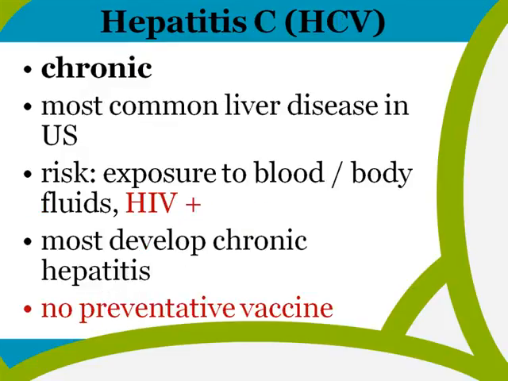Then there's hepatitis C. Hepatitis C also causes a chronic hepatitis condition, and we'll talk about the difference between an acute hepatitis and a chronic hepatitis in just a minute. But hepatitis C is the most common liver disease in the United States, probably because we do not have a preventative vaccine, and that's kind of scary. Hepatitis C can live outside the body for up to 4 days, or in dried blood up to 4 days. Your risk is increased with exposure to blood or body fluids.